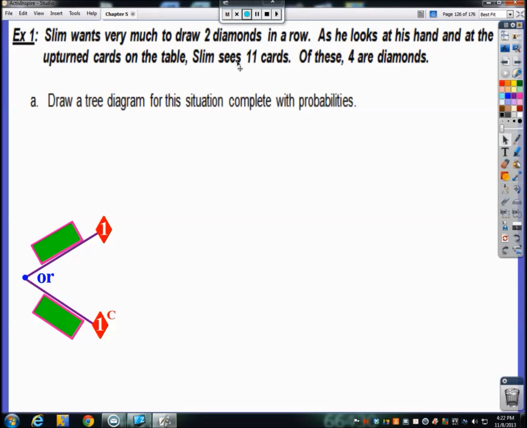Now, if he sees 11 cards, that means there are 41 cards that he is currently unaware of. Okay, and he knows that there are 4 diamonds out there out of those 11 cards. So the probability he gets a diamond going along this route of the tree diagram, well, there are 13 diamonds overall, and he's got 4 of them, so there are 9 unaccounted for. So he wants one of those 9, so it'd be 9 out of our 41 cards that are left over. And there's our 9 out of 41 probability.